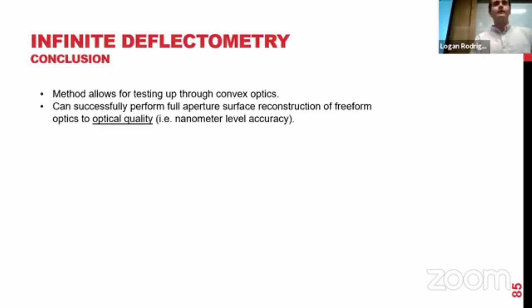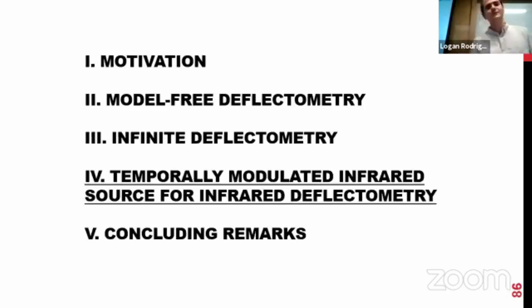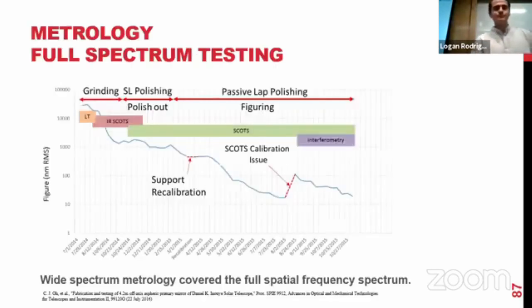All right, with that, unless there are any other questions, I will move on to temporally modulated infrared source for infrared deflectometry. So I showed at the beginning that the mirror fabrication process starts with grinding and goes through polishing. However, during that grinding process with the infrared deflectometry system, we see extremely rapid approach to the desired surface shape.